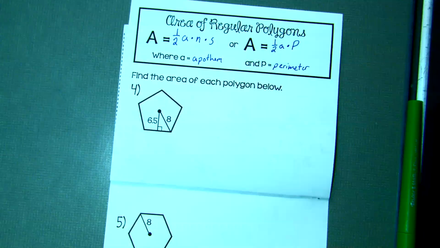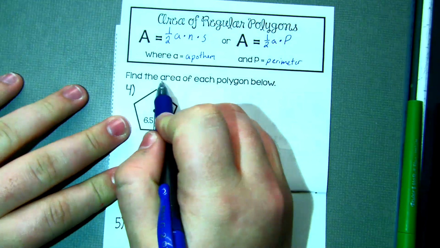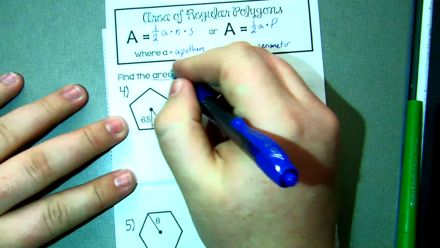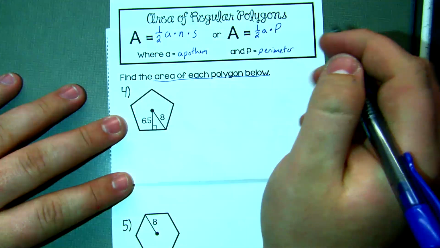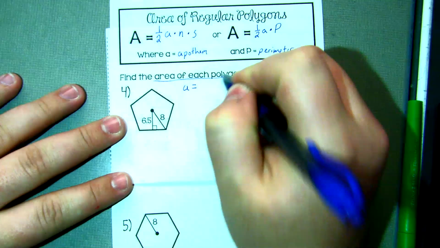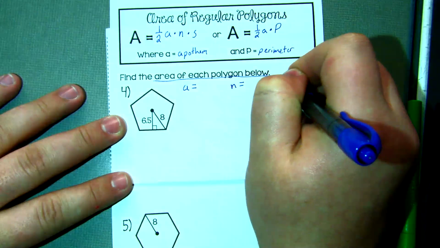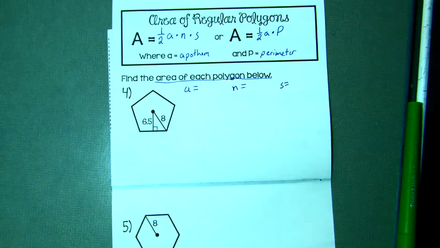Okay, let's do some examples of these. So our first one, we find the area of each polygon below. Looking at number 4, the first thing I like to do when I'm doing a problem like this is write out what I know and don't know. So I'm going to write out the variables in our formula, our apothem, the number of sides, and the side length. Which of these variables can we fill in?